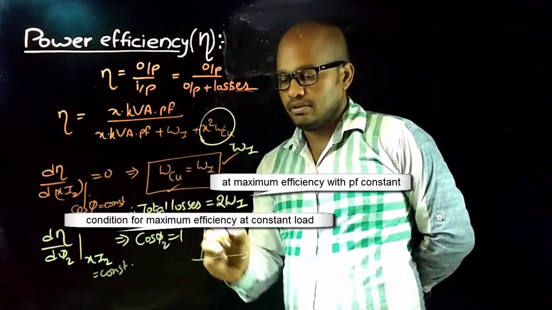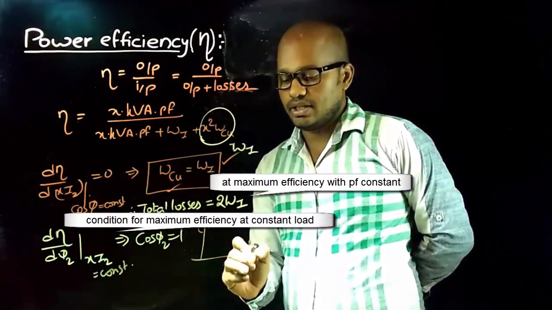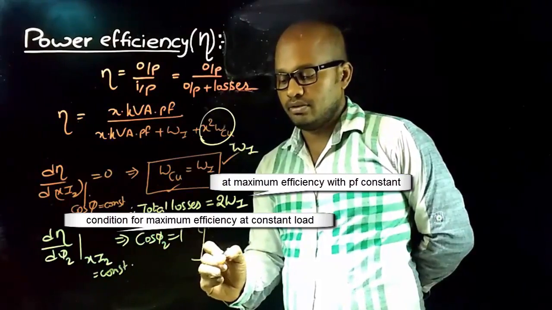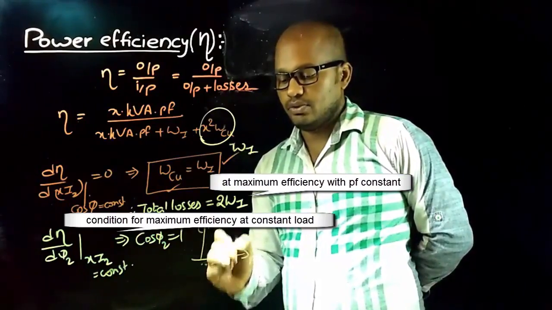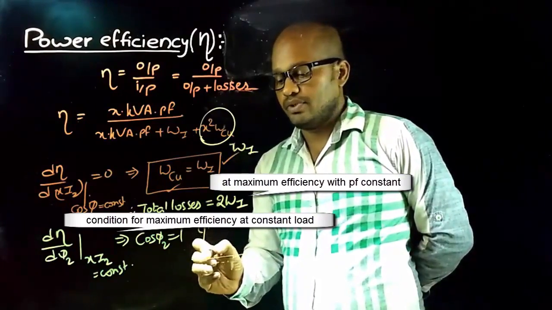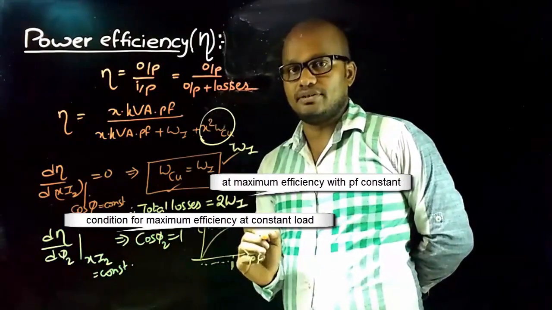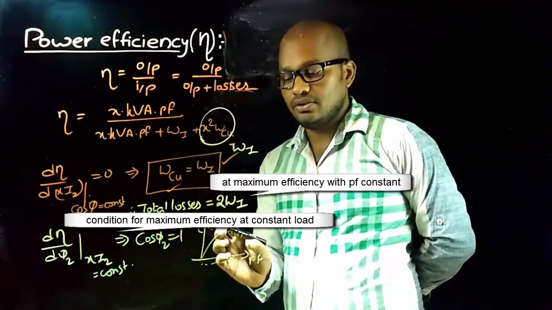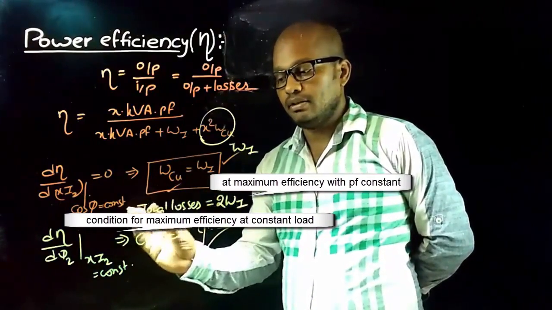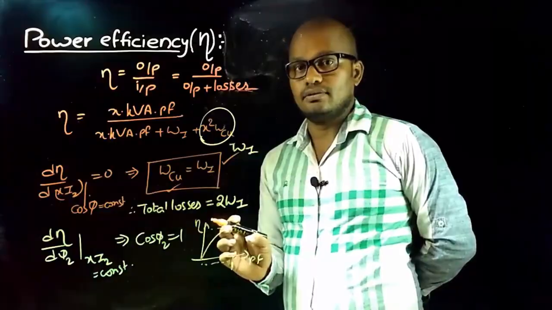That is, suppose this is the efficiency and let us suppose this is the power factor, and let this be the unity power factor here. So efficiency will be maximum at unity power factor. That is, we will get max efficiency at unity power factor if you maintain the load current constant.